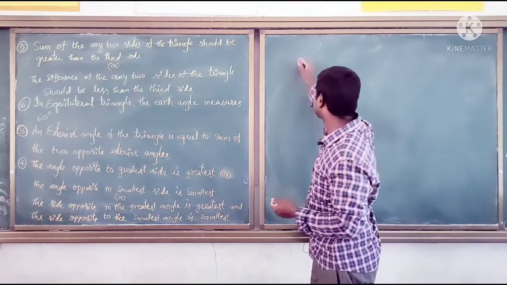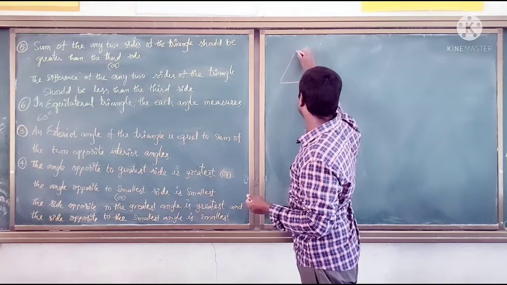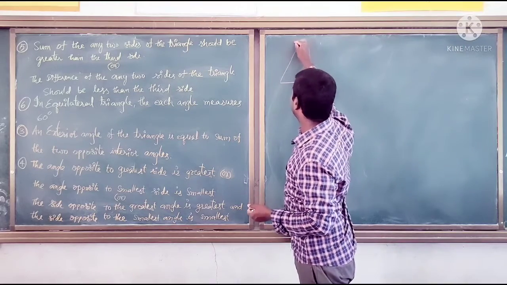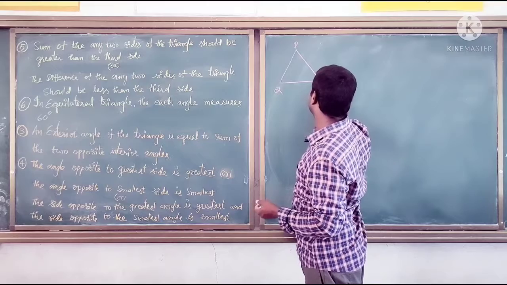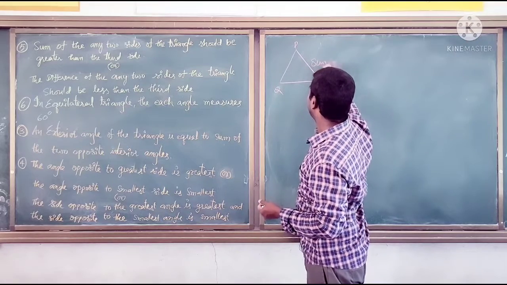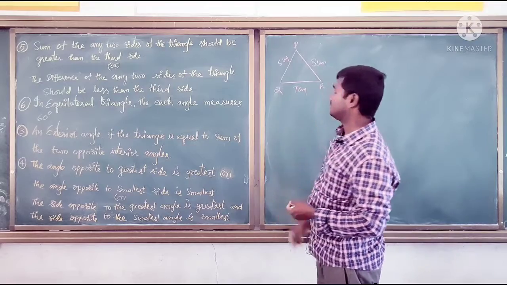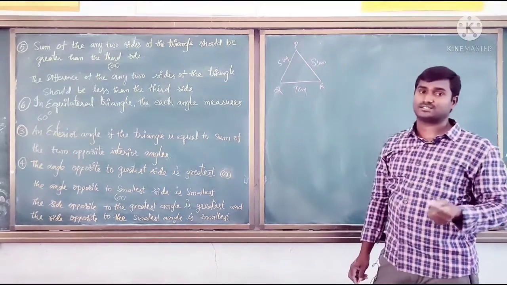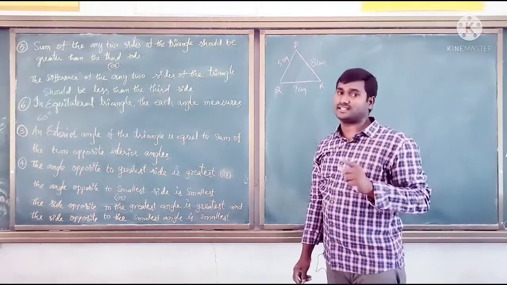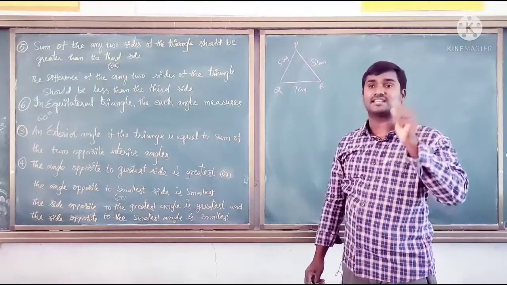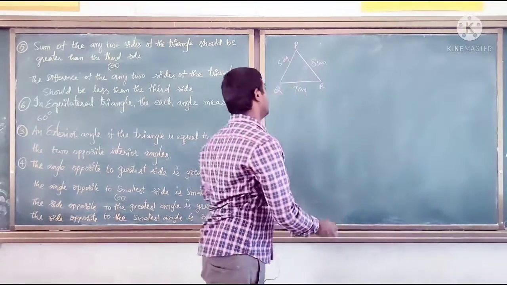See here. So PQR is a triangle. Those measurements are 8 centimeter, 5 centimeter, 7 centimeter. The sum of any two sides must be greater than third side. So we can check this in three ways. Yes, so we have three cases.